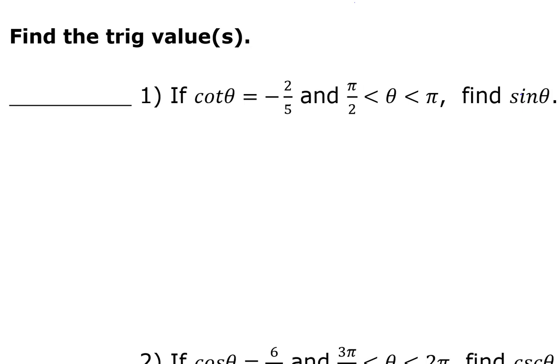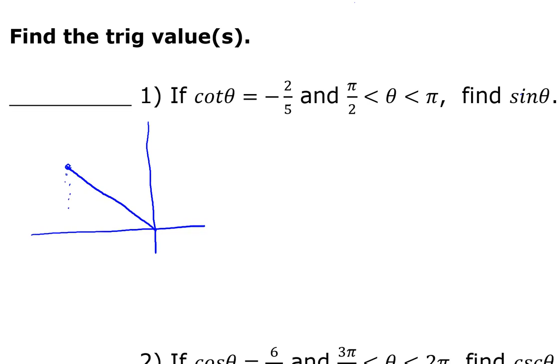In this video, we are going to practice finding the value of a trig function given the quadrant. So right here, when they tell us that theta is between pi over 2 and pi, they are telling us that we are looking at the second quadrant. So with that in mind, let us draw a diagram of the second quadrant. So here's the second quadrant. So our angle will be in here somewhere.